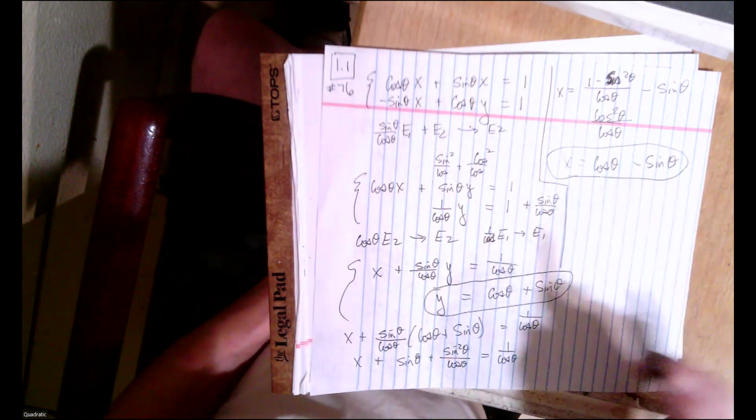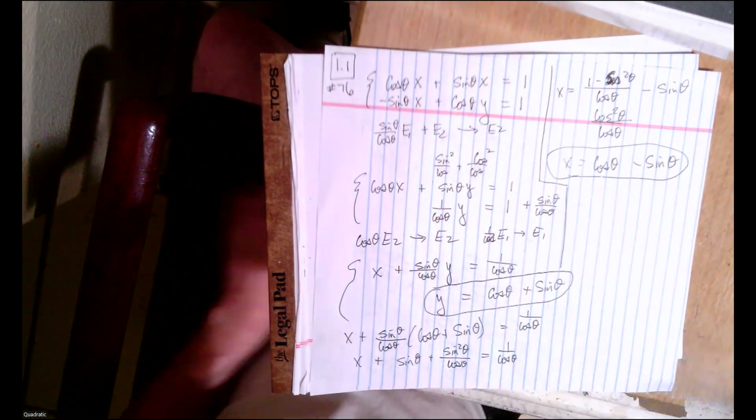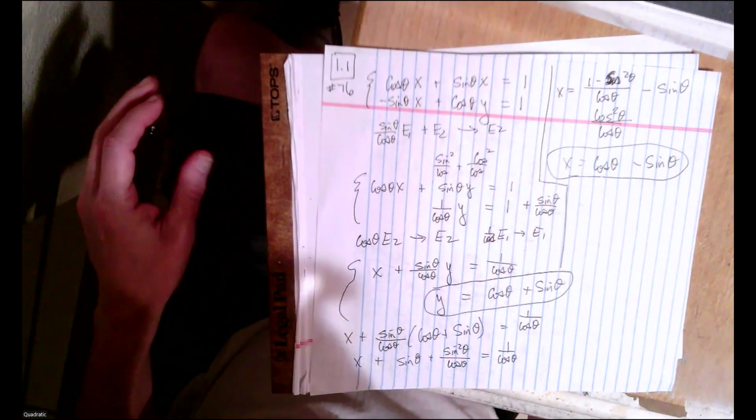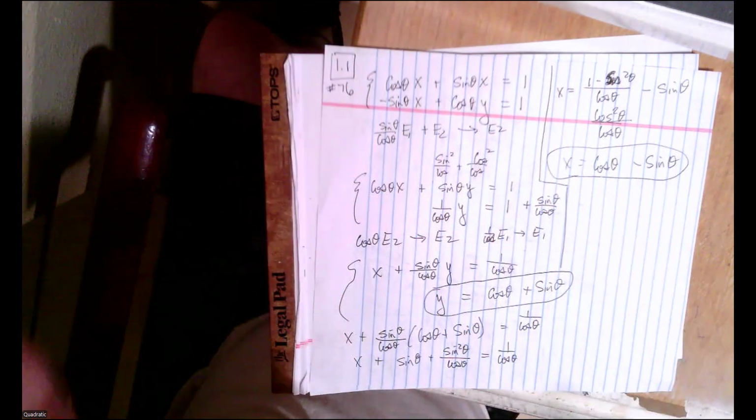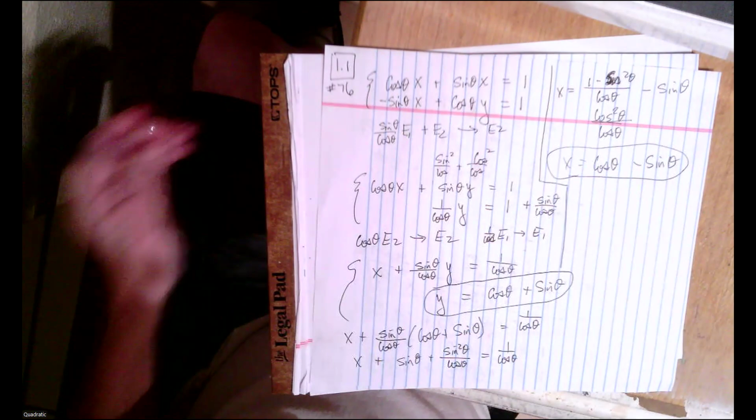And that further reduces just to cosine theta. And there's our solution. x is equal to cosine theta minus sine theta. y is equal to cosine theta plus sine theta. And let's check this. I always like checking. I'm sure you all know by now that I love checking these things.